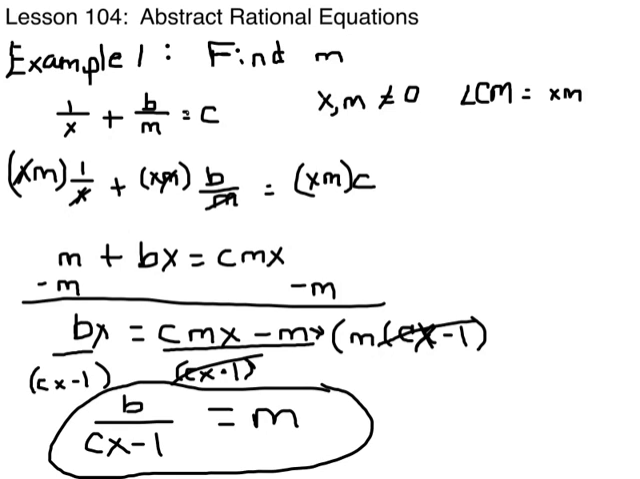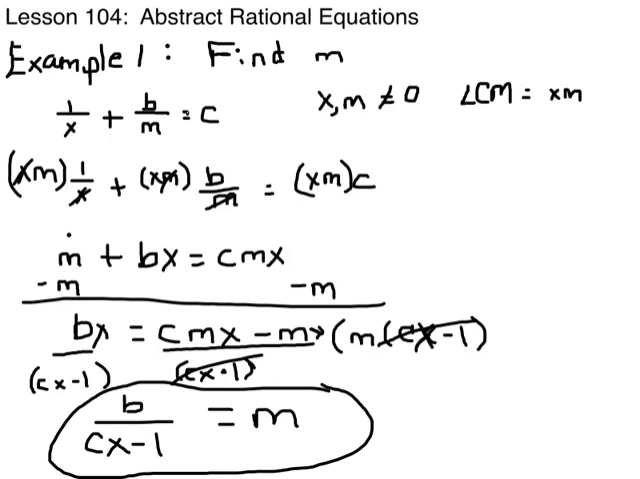When we do our multiplication, x times xm times 1 over x, we see that the two x's are going to cancel out, leaving us with 1m, or just m, that I've moved down here. And then xm times b over m, the m's cancel out, leaving us with bx equals cmx. I always try to put everything in alphabetical order, just kind of one of my little quirky things.